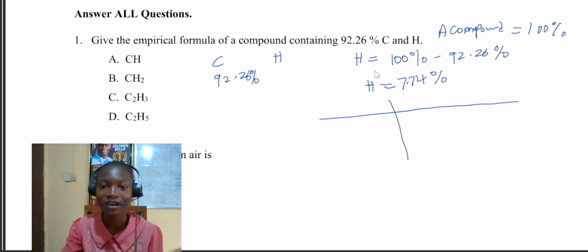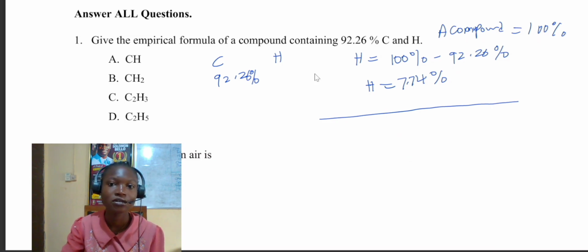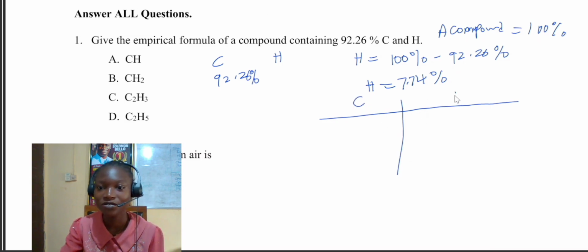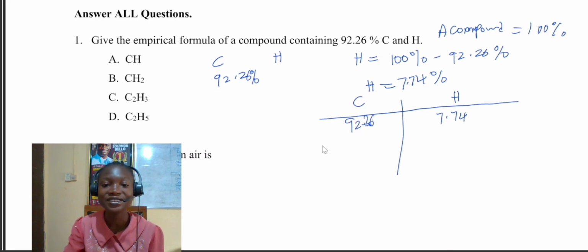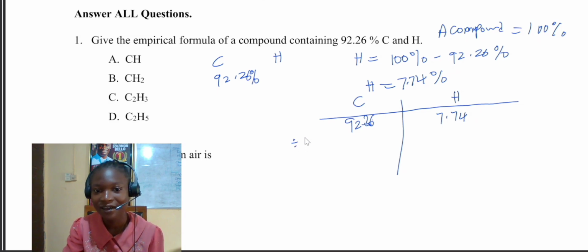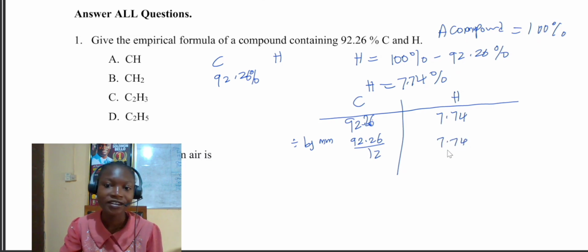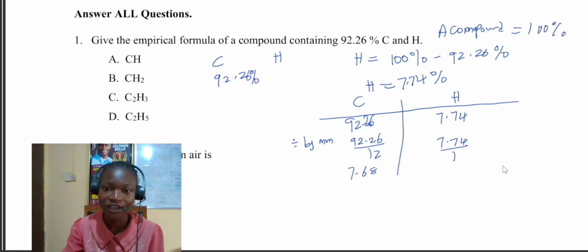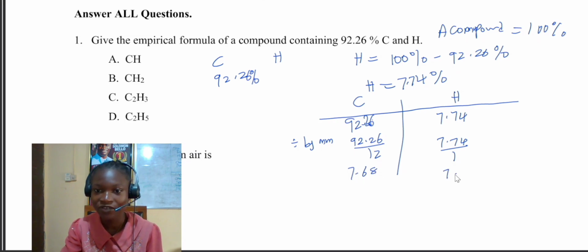Now you make a table like this for you to do that. So you have carbon, then you have hydrogen. We have 92.26, then we have 7.74. Now the next thing is that you divide by the molar mass of each element. Now, molar mass of carbon is 12. That means we are going to have 92.26 divided by 12. Then we have 7.74 divided by 1. So by the time you do this, we have 7.68. Then this one divided by 1 will give us 7.74.